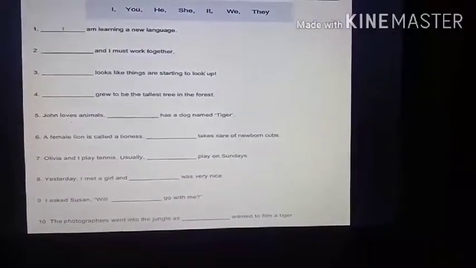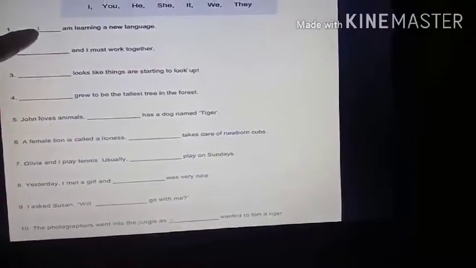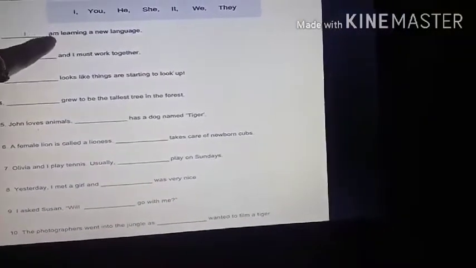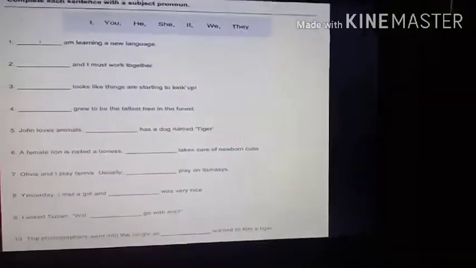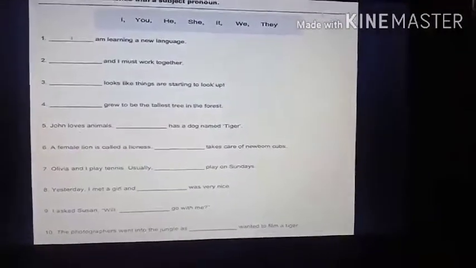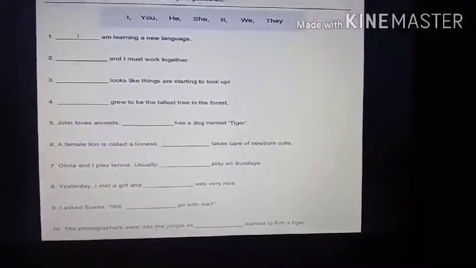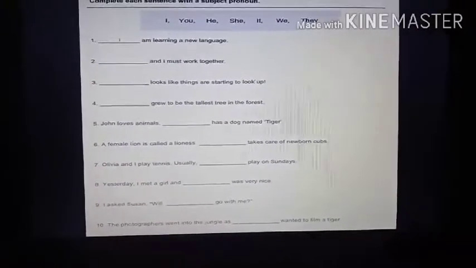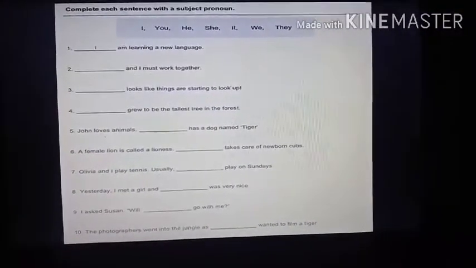Now you have to fill in the blanks. So the first one is already done. Dash, I'm learning a new language. So the answer given is I. Because why? Am. Whenever there is am, what will come? I. Always remember, whenever there is the word am after the blank, then you will always write I. You will not write he am or she am or you am. Of course, you have to write I am learning. You use am for yourself.